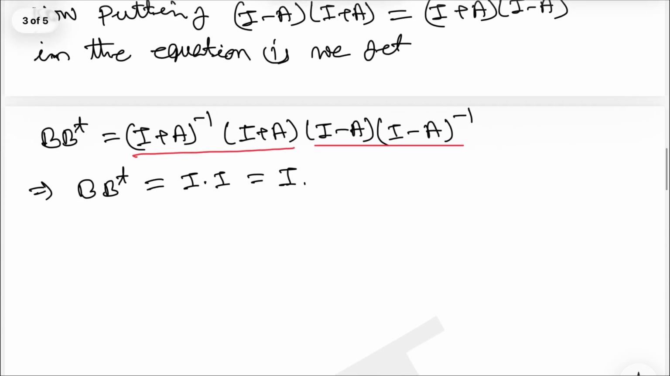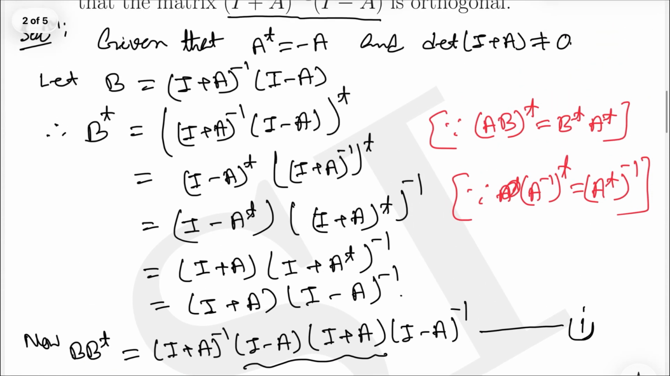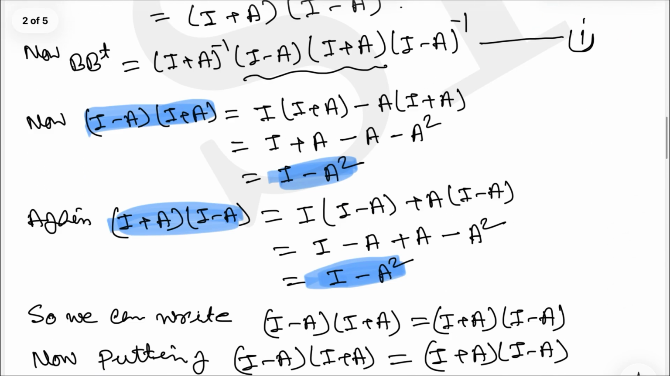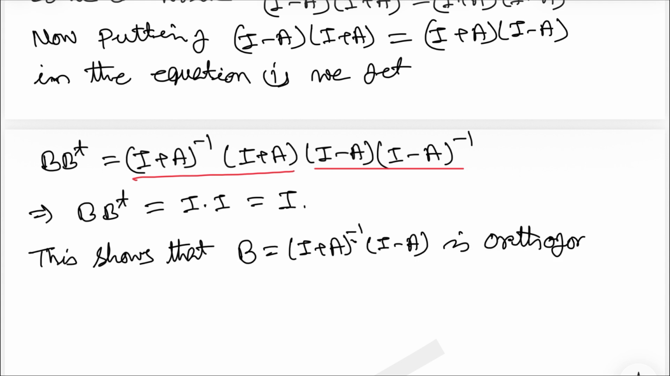Hence, this shows that the matrix B is equal to (I plus A) inverse into (I minus A), and it is orthogonal. Okay, and this is the complete proof.